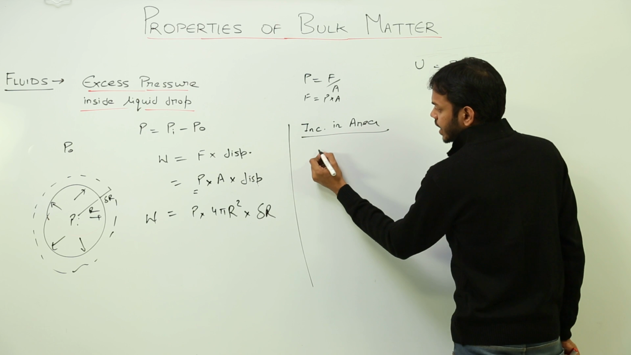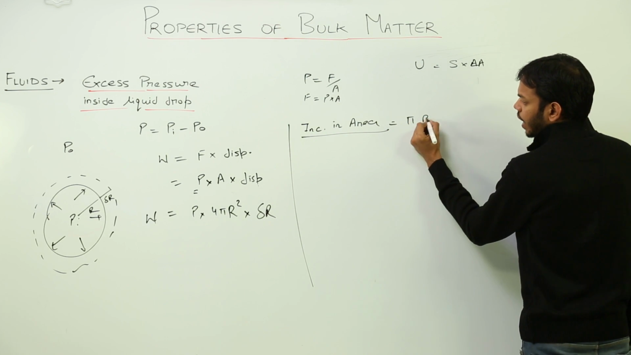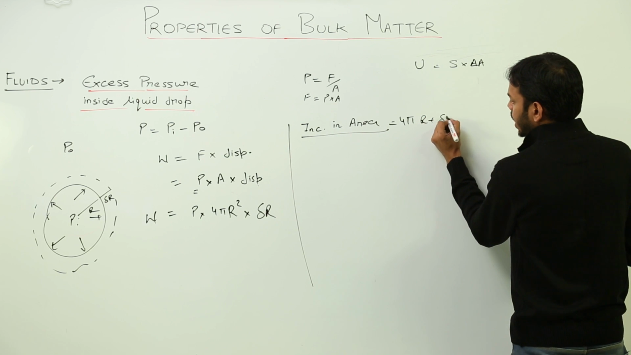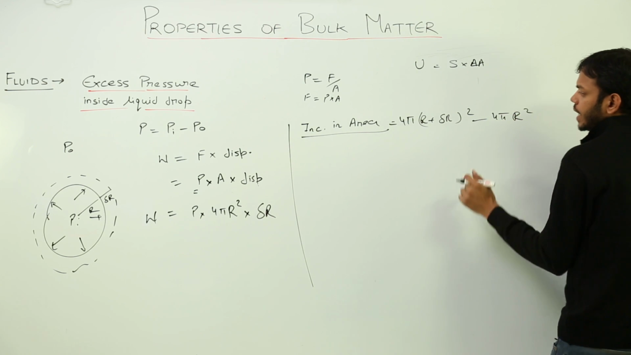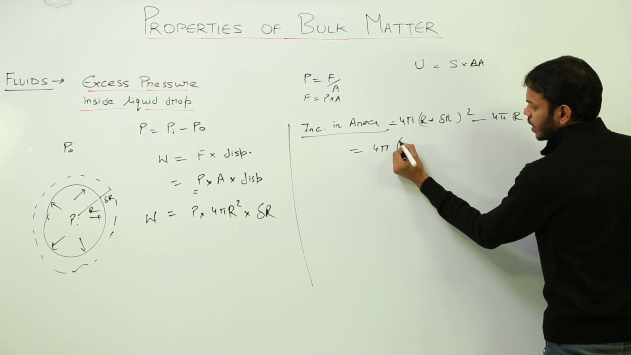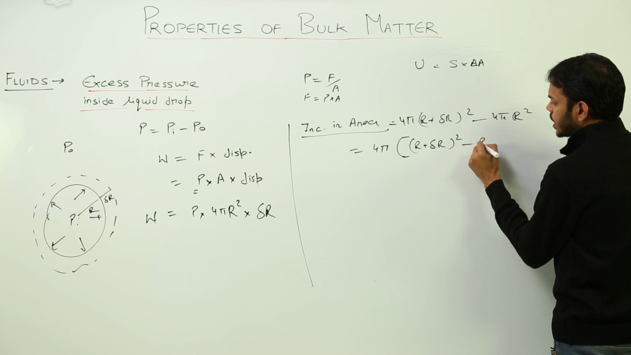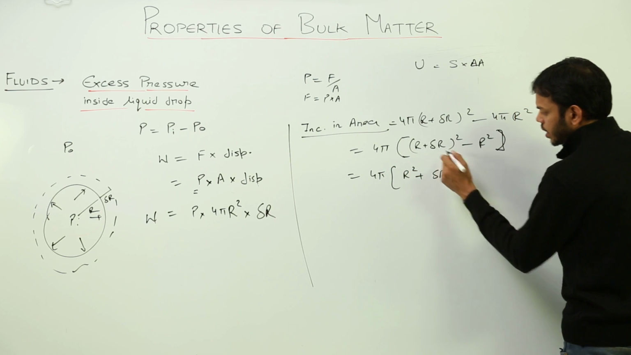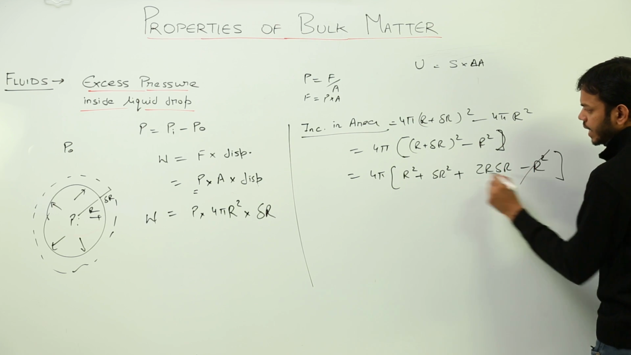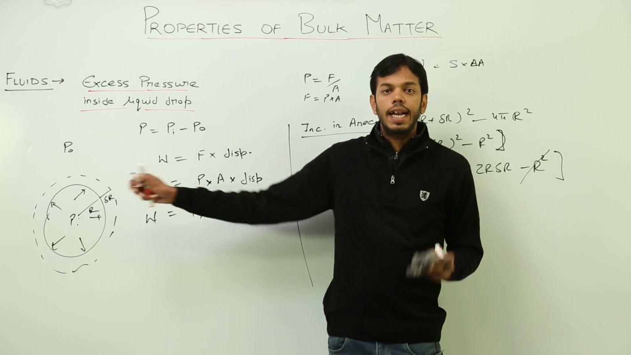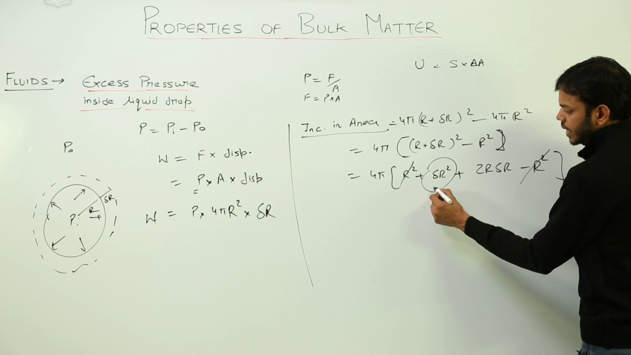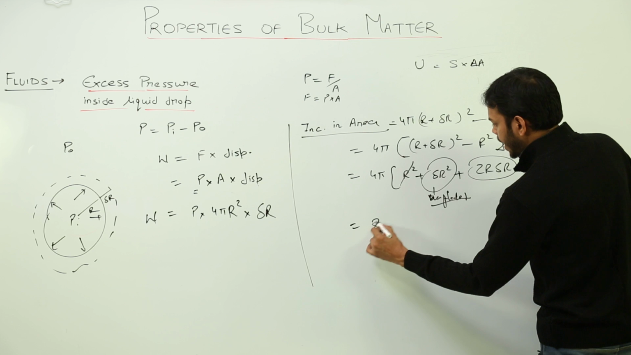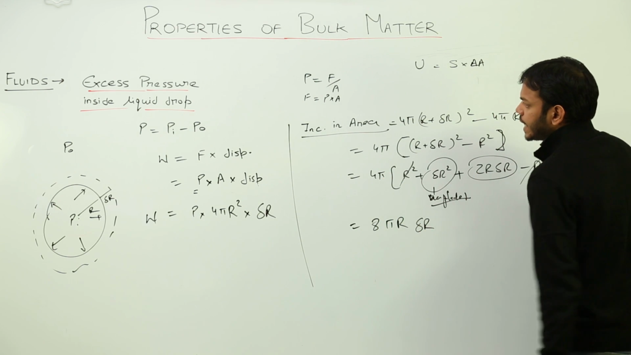So here the increase in area is the final area minus the initial area. The formula is 4 pi r square, so it becomes 4 pi (r plus delta r) square minus 4 pi r square. If I take 4 pi common, I am left with (r plus delta r) square minus r square. This becomes 4 pi times r square plus delta r square plus 2r delta r minus r square. The r square term cancels out. Now delta r is a very small change and delta r square would be too small, so this term is neglected. Therefore we are left with 4 pi into 2r delta r, which becomes 8 pi r delta r. This is the increase in area.